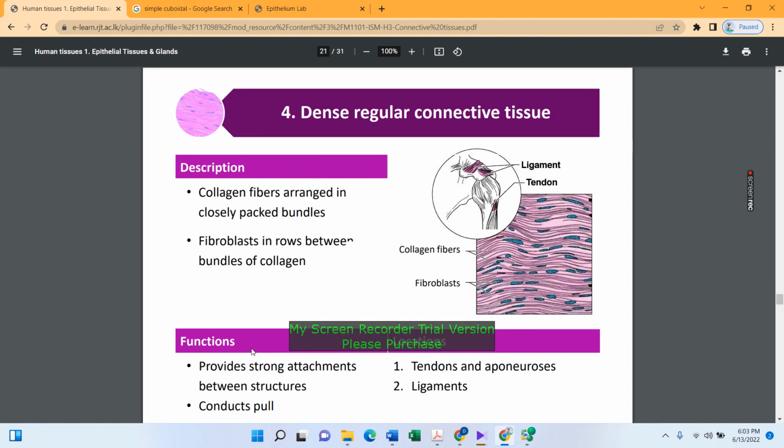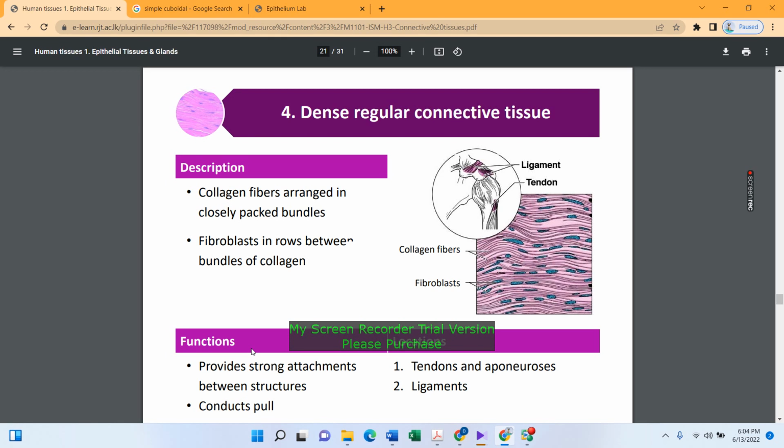So the fourth one, dense regular connective tissue. Dense regular connective tissue is a type of dense tissue. It's collagen fibers arranged in closely packed bundles, fibroblasts in rows between bundles of collagen. So you can see the collagen fibers arranged in closely packed bundles, and in rows between them there are fibroblasts. Fibroblasts are the cells that secrete collagen, right?